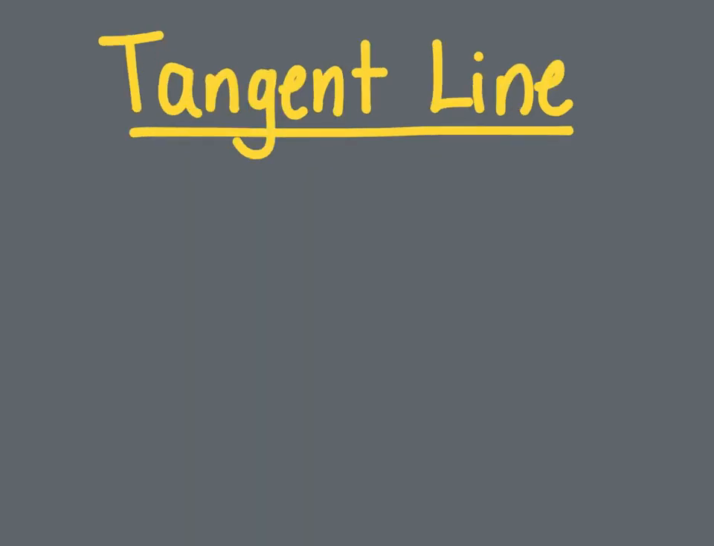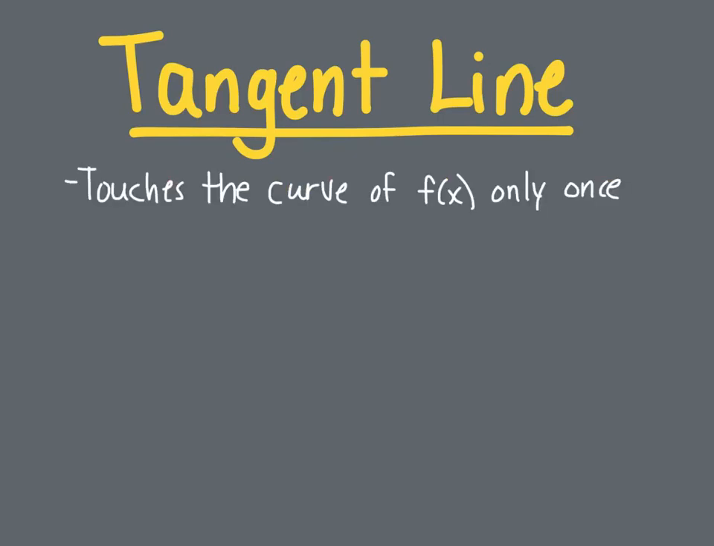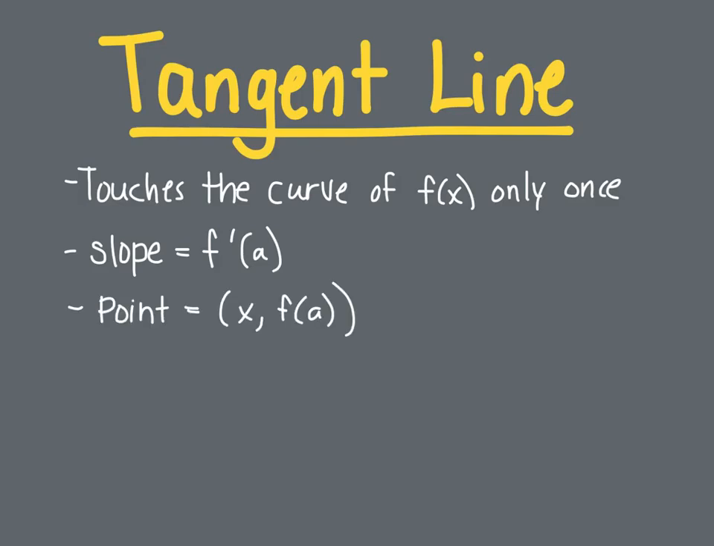You will often be asked to find the tangent line of a function. A line that is tangent touches the curve of your function only once. And this occurs because the slope of the tangent line is equal to the derivative of the function at the point of tangency. And the point of tangency is the point that will be in your tangent line.